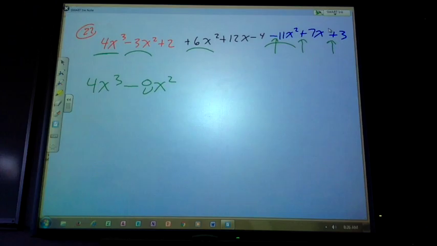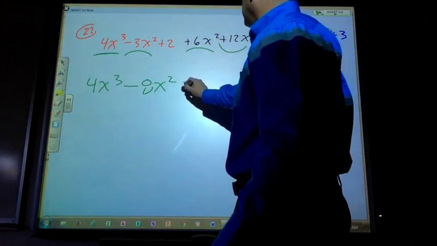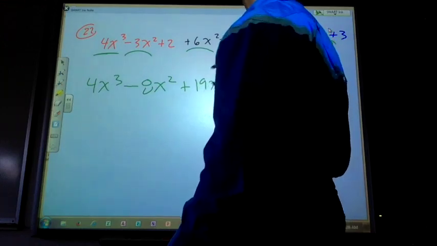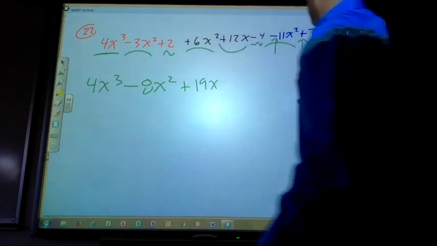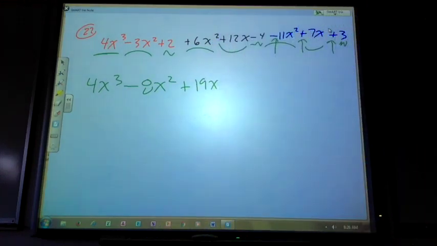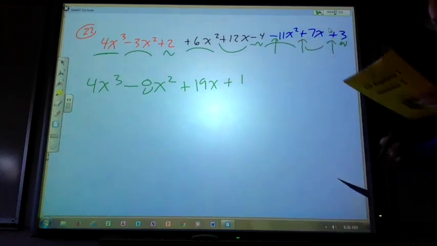And then I have this and this to combine together, so I'm going to get plus 19x. Then I look at my constant terms. 2 minus 4 plus 3. 2 minus 4 is negative 2. Plus 3 is positive 1. There's answer 22.